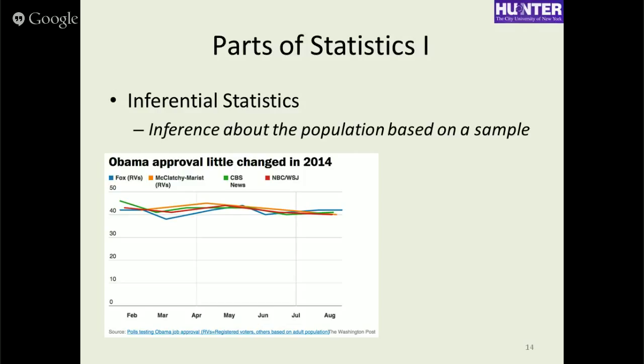Yeah, so some of them are. These two, CBS News and NBC Wall Street Journal, would be the American population. These ones that say RVs would be only the registered voters.